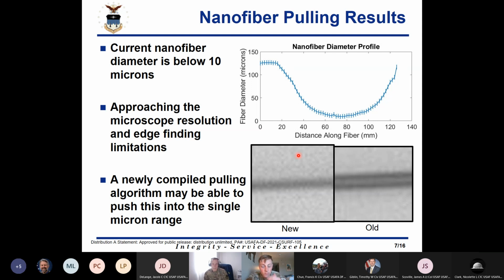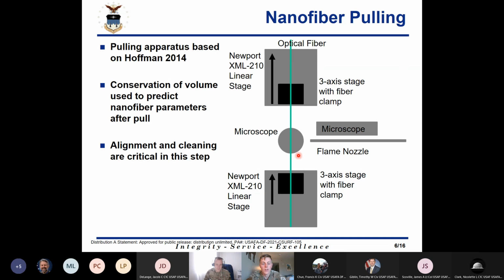So how are you changing that algorithm to optimally get the thinnest cable you can get? Yeah. So again, the code that makes that algorithm was written by Hoffman in 2014. But we essentially define a few parameters based on our actual experimental setup, so what we've actually made in the lab.